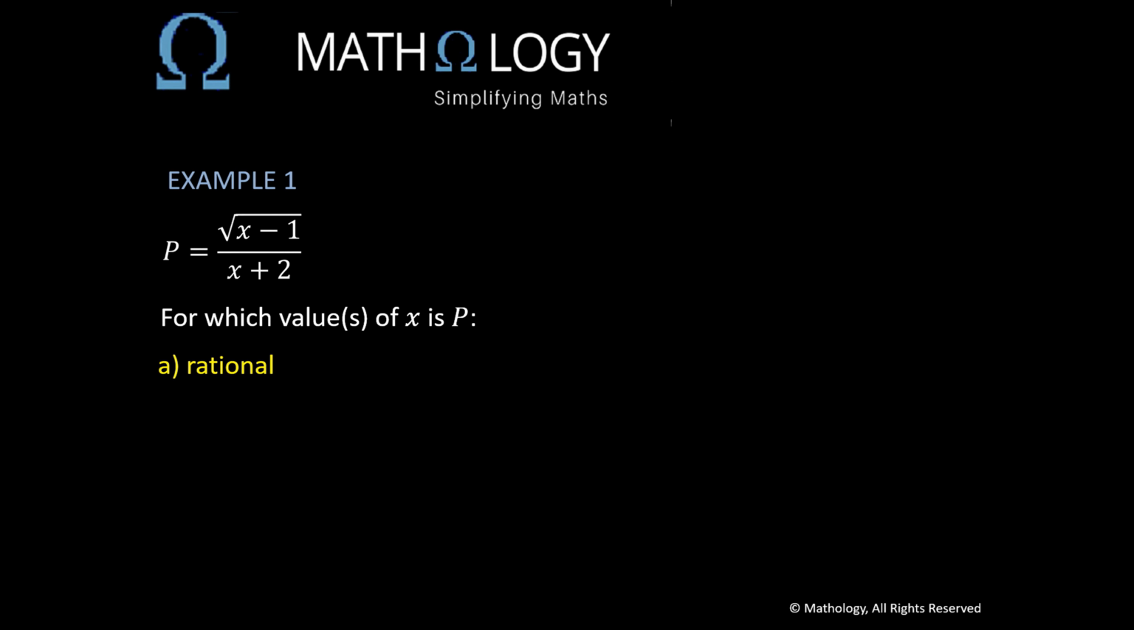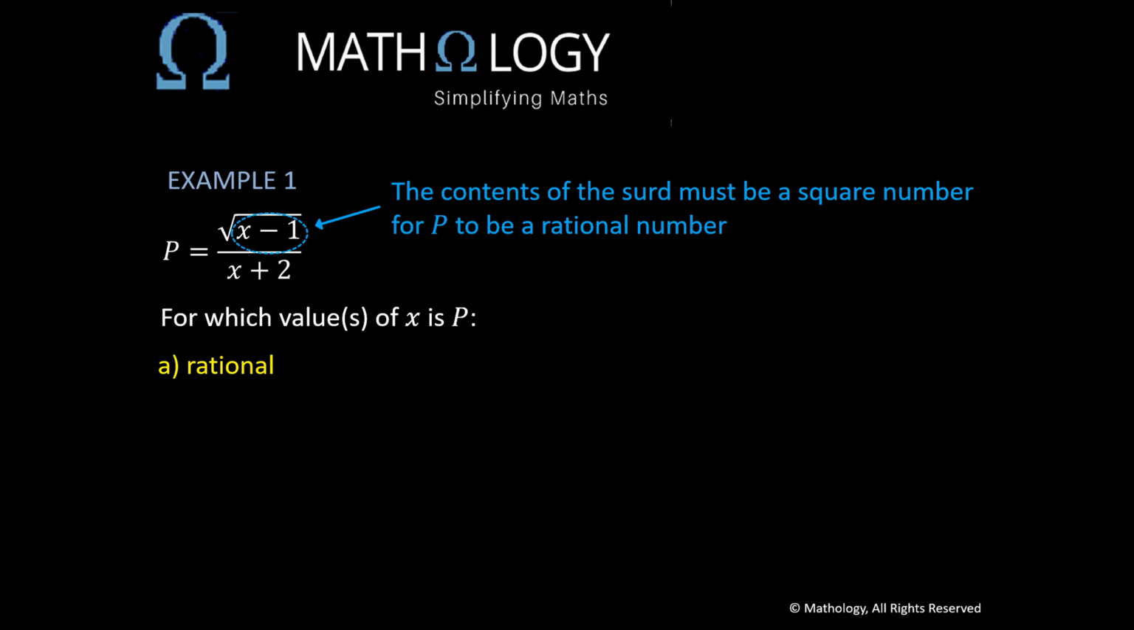To answer questions like this one, we need to consider the definition of a rational, irrational, non-real, and undefined number. A number is rational if it can be expressed as a fraction. For p to be rational, the contents of the square root bracket would have to be a square number, since the square root of a square number is an integer, which is a rational number.